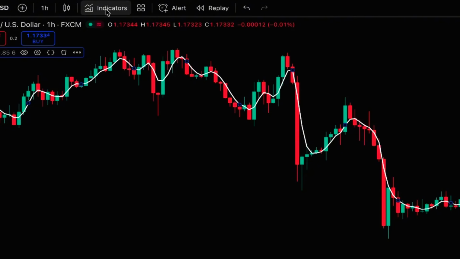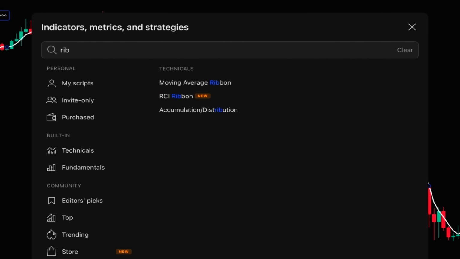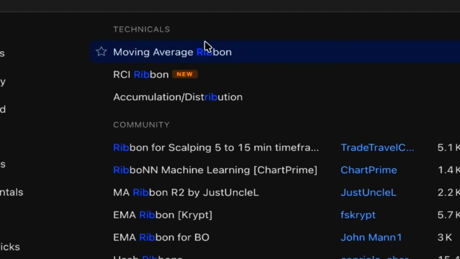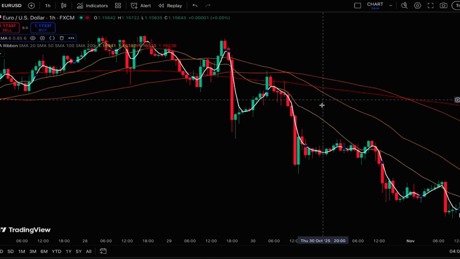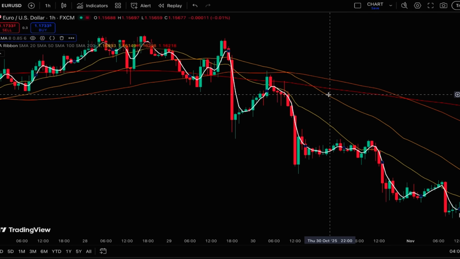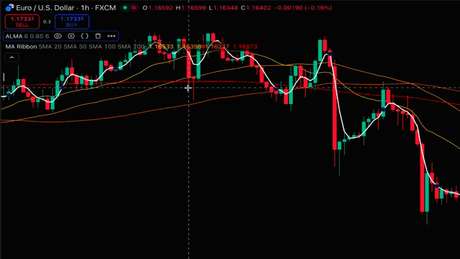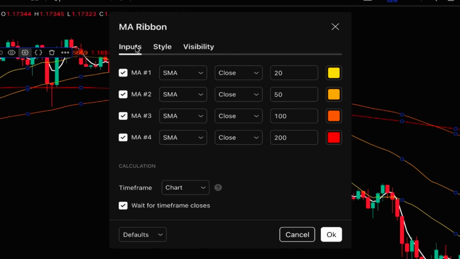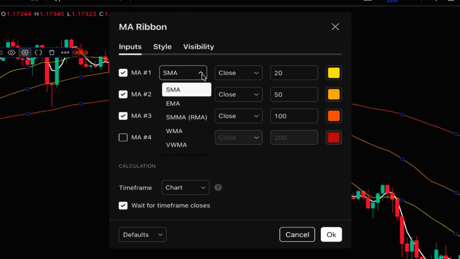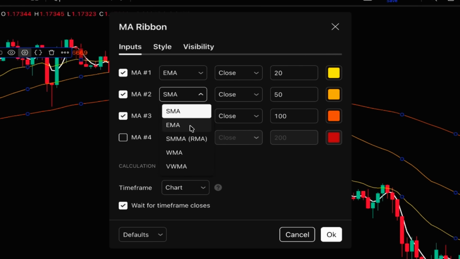So here we click on indicators and we search ribbon, this one, moving average ribbon, which is a built-in indicator on TradingView platform. When we add this indicator, we have 4 moving averages that are added to the chart, but we need to change their settings. So here we go to the settings of the ribbon, and first here in the inputs tab, we remove one of the moving averages because we need only 3 moving averages. That should be exponential moving averages. So here for the type of the moving average, we set EMA for them.